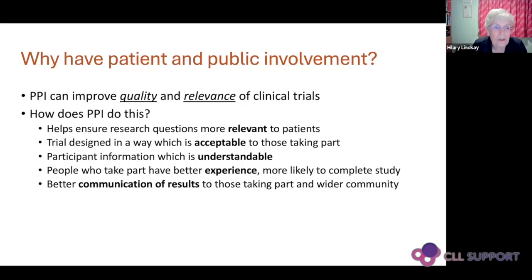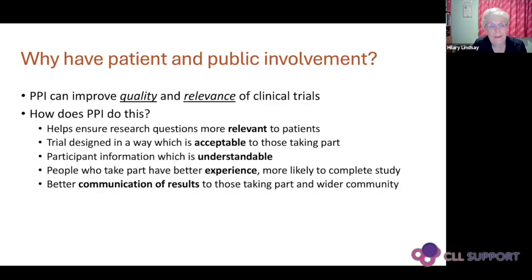And what's been shown over the years is that PPI can improve the quality and relevance of clinical trials. Feedback over the last 20, 30 years all shows that. And PPI does this by, first of all, making sure that the research questions that are looked at are relevant to patients. So what matters to us? And what's so good now is that clinicians and scientists are talking to patients at the very early stages of them developing ideas to find out whether what they're looking at doing would actually be welcomed by patients. So this is really a fantastic development over recent decades.